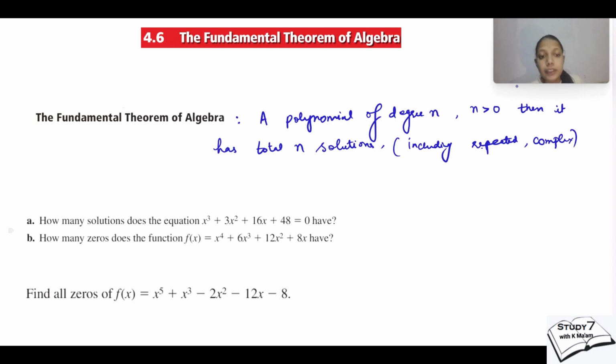Let's start with the first question. It says, how many solutions does this equation x cubed plus 3x squared plus 16x plus 48 equals 0 have? The degree of the polynomial is 3, so it has 3 solutions because the degree is 3. In x to the power 4, it has 4 solutions. We are not counting here how many are real, how many imaginary, and how many are zeros. Just the solutions, everything is counted. Real solutions and complex solutions, both are counted.